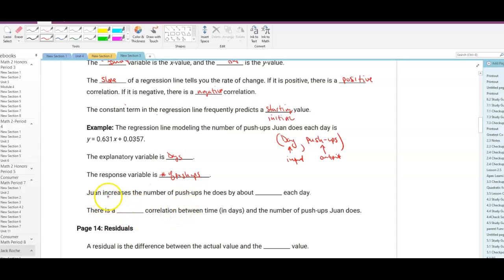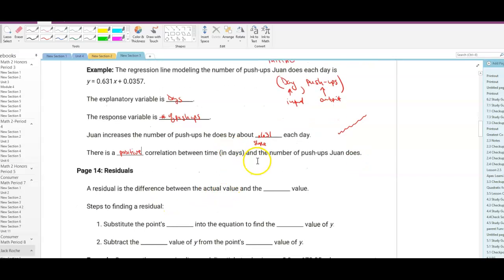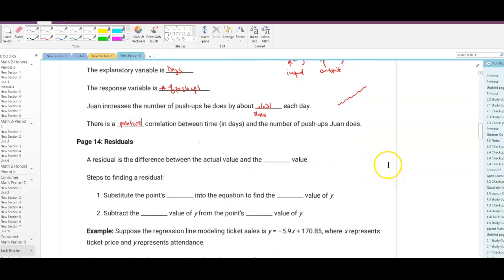So now, Juan increases the number of push-ups he does by about, remember, if each day you're going up, how much are you going up? Well, you're going to use the slope, which is 0.631. So the number of push-ups goes up about 0.631 each day, which means there is a positive correlation between time in days and the number of push-ups Juan does.